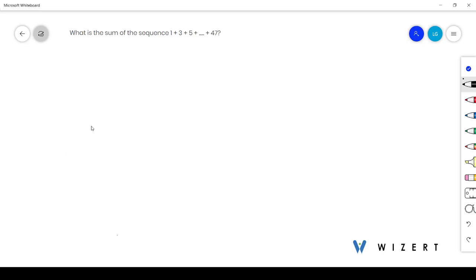Our question is, what is the sum of the sequence? And we have been given one sequence, 1 plus 3 plus 5 plus and so on plus 47. Given sequence is 1 plus 3 plus 5 plus and so on plus 47.